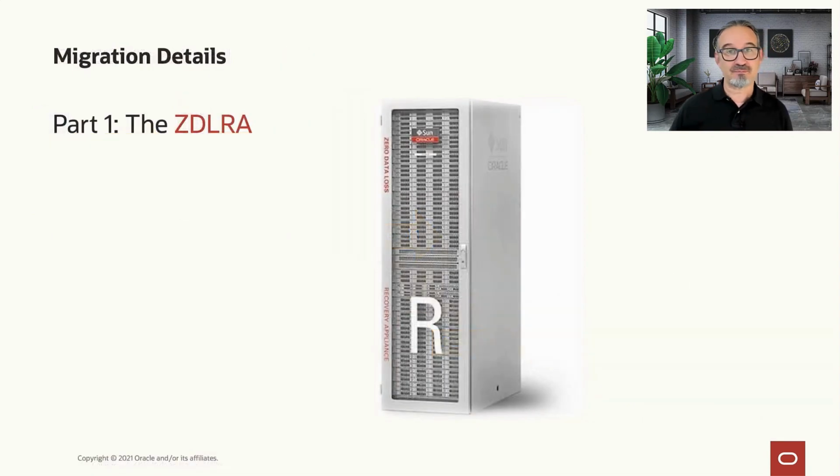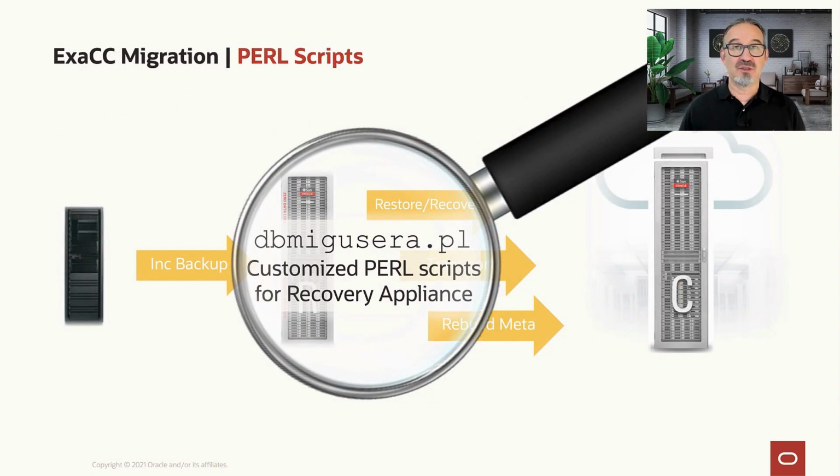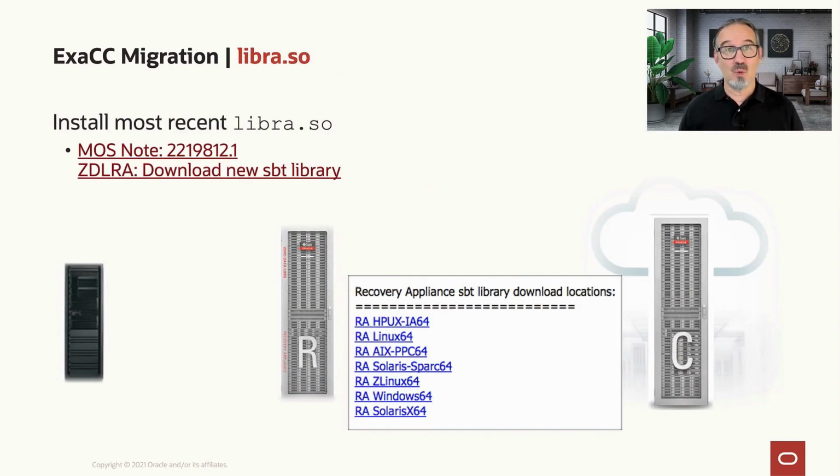So for the recovery appliance in our step here, we have specially adopted Perl scripts. Our team here owning the Perl scripts did a fantastic job in adopting these scripts and making them applicable to the recovery appliance. A special version can be downloaded, dbmig_use_ra.pl. So use the recovery appliance, and these are the customized Perl scripts. In addition, we also need a special version of the lib recovery appliance, the libra.so.